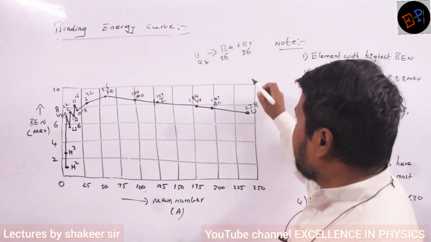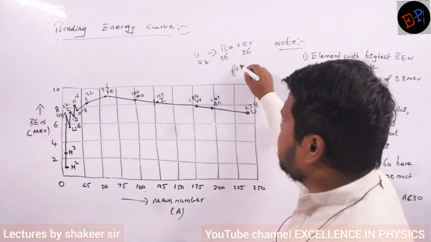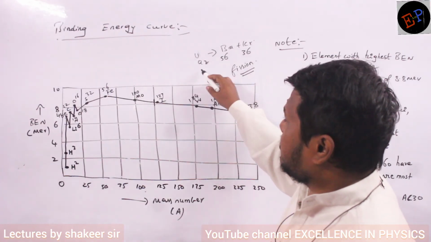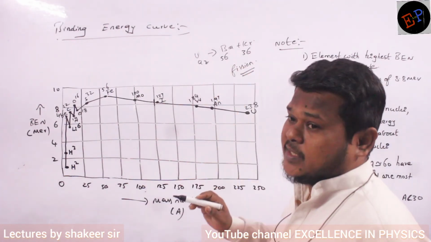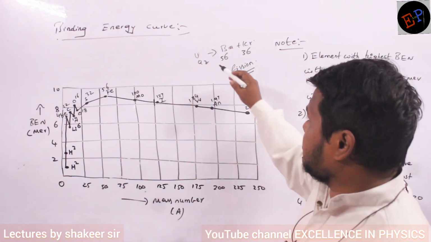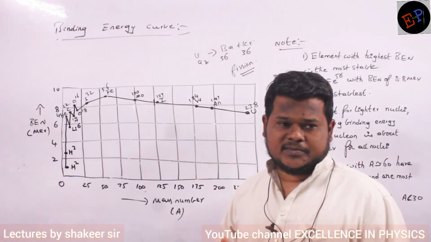When they convert into barium and krypton, which kind of process is this? This is the fission process. Are you able to understand? Uranium has lower BEN, barium and krypton have higher BEN. Are you able to understand? So when this converts into higher BEN, here also energy will be released. Are you able to understand?